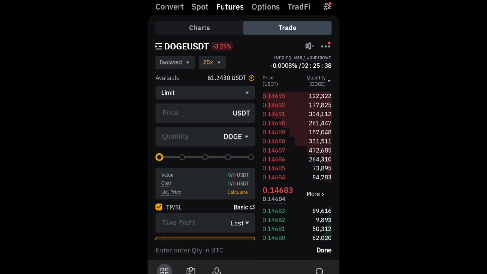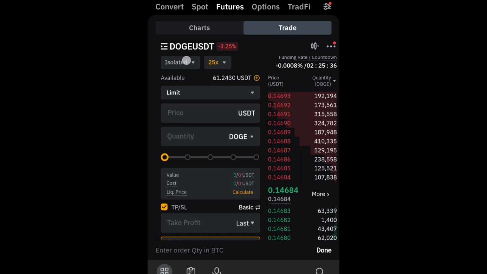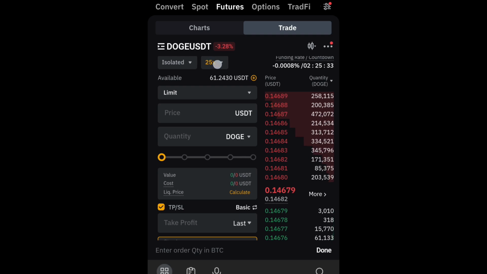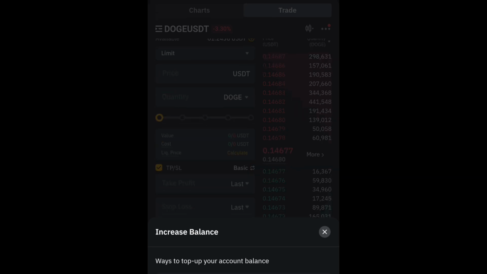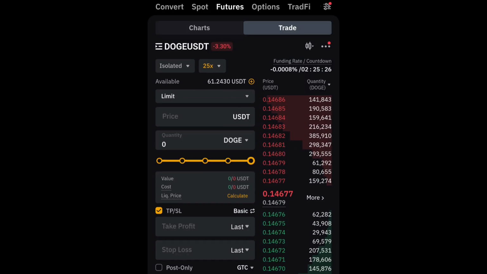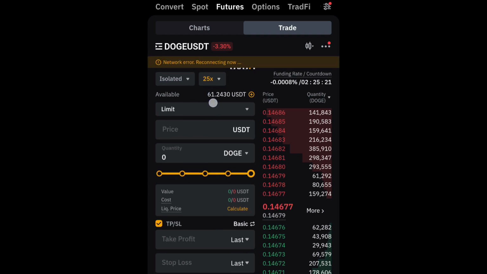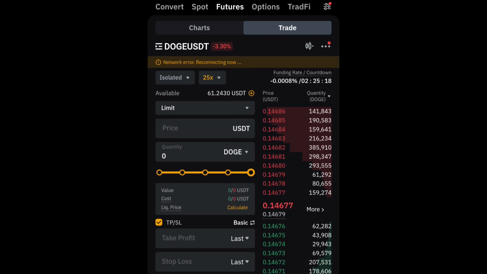Let's revise everything we said, right? Now you understand isolated and cross, you understand 25x or 20x, you understand how to add your USDT from your fund account. You understand limit order and market order. You understand order book. You understand take profit and stop loss, and you also understand how to add other coins to trade by clicking here.